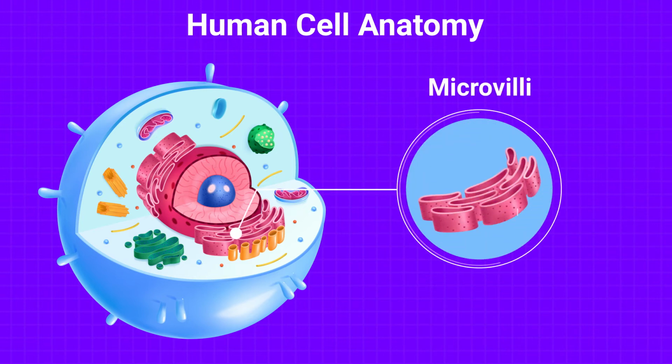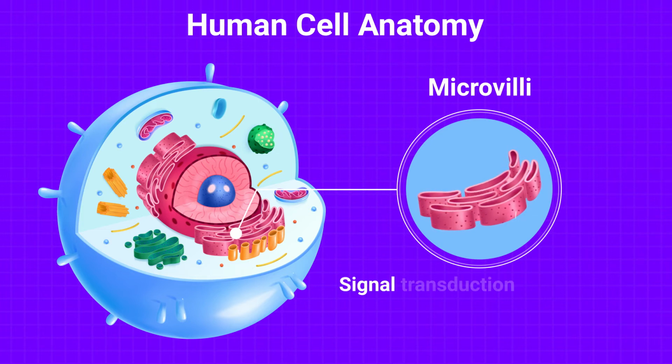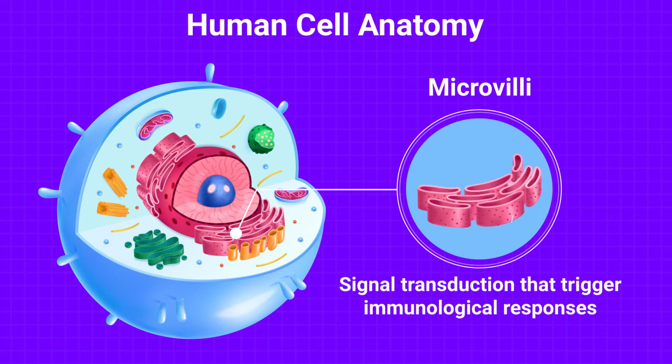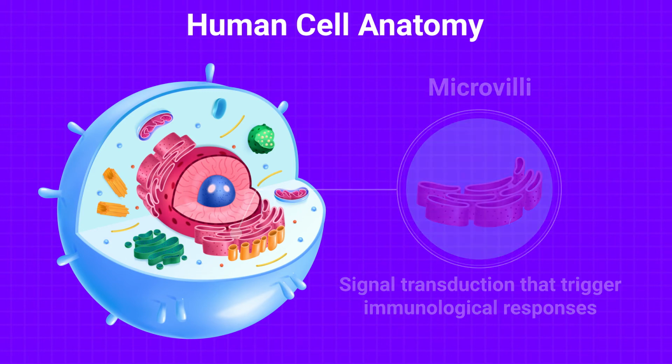Microvilli. Microvilli are membrane protrusions that resemble fingers and are sustained by the actin cytoskeleton. They are present in practically all cell types. A growing body of research indicates that the highly curved membranes of the dynamic lymphocyte microvilli play a critical role in signal transduction that triggers immunological responses.